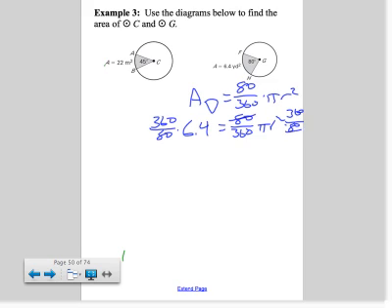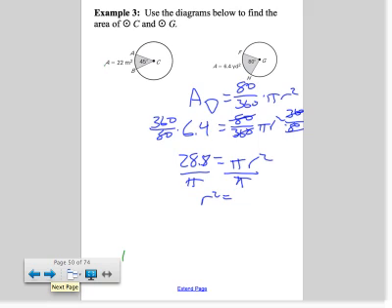So 80 and 80, 360 and 360 cancel. So the right hand side I have pi r squared. On the left hand side now I have 6.4 times 360 divided by 80, and I got 28.8. Divide both sides by pi, and again I'm just going to use 3.14 here. So I have 28.8 divided by 3.14, and I got 9.17.